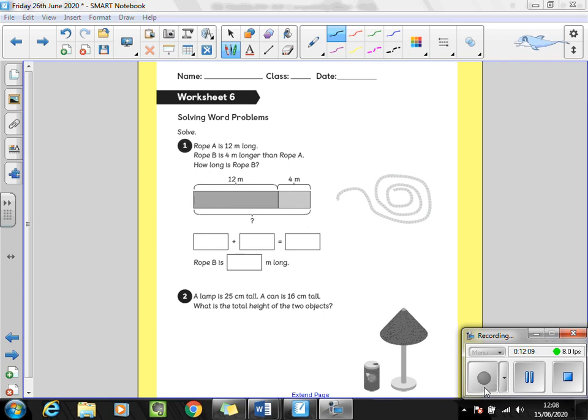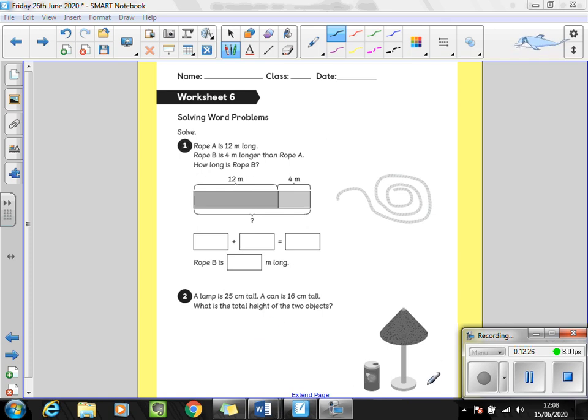Question 1. Rope A is 12 metres long. Rope B is 4 metres longer than rope A. So how long is rope B? Can you write it as a calculation and then answer as a sentence?